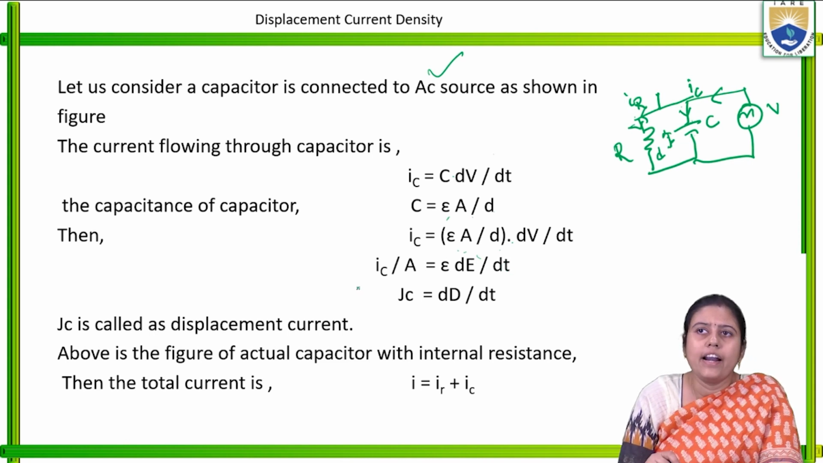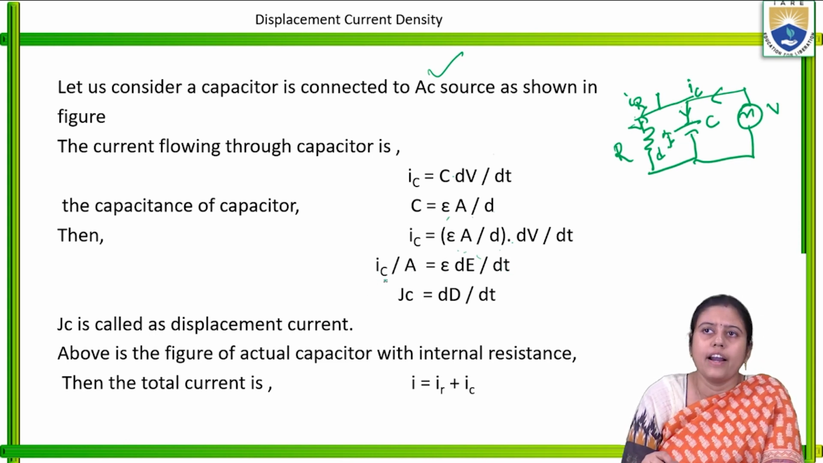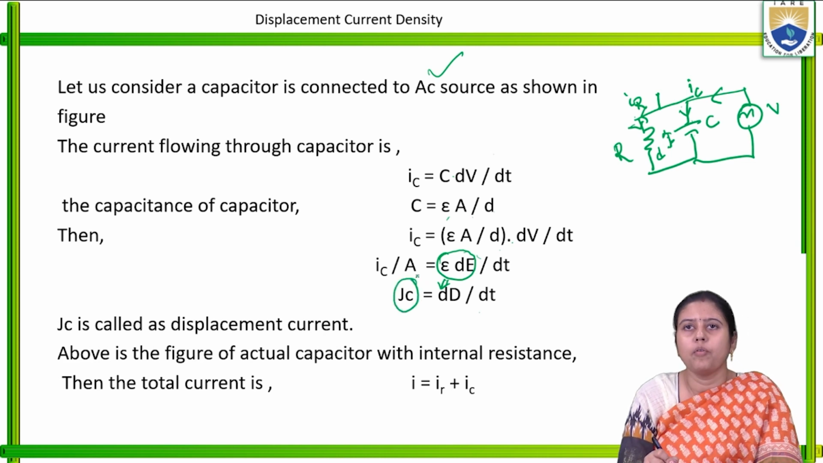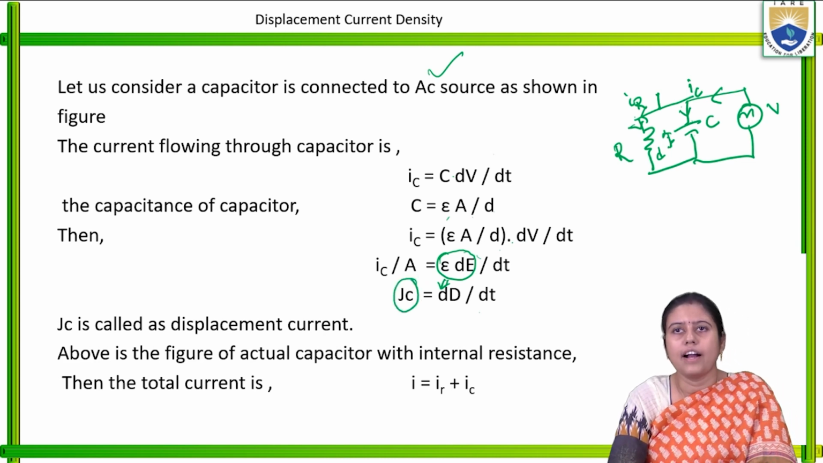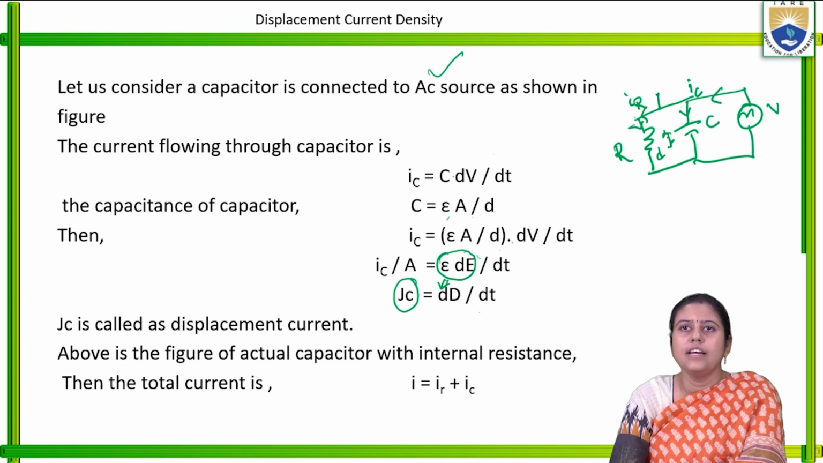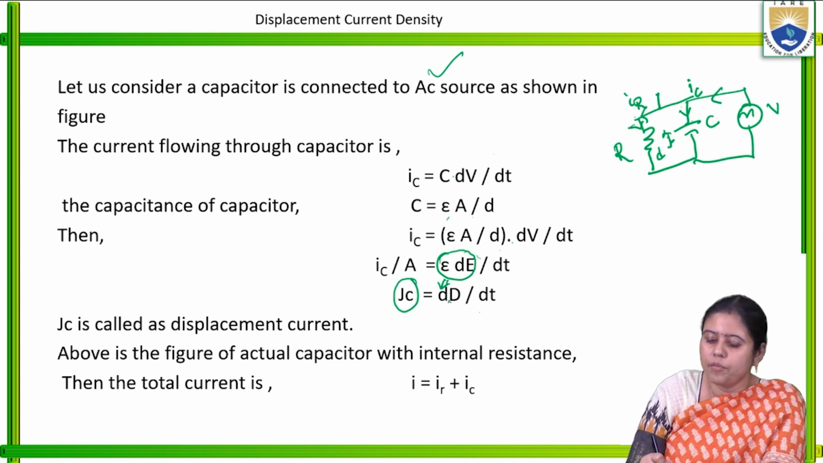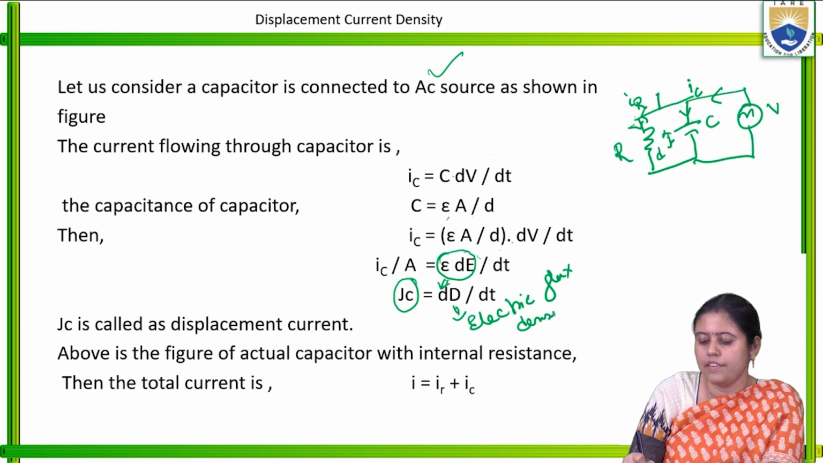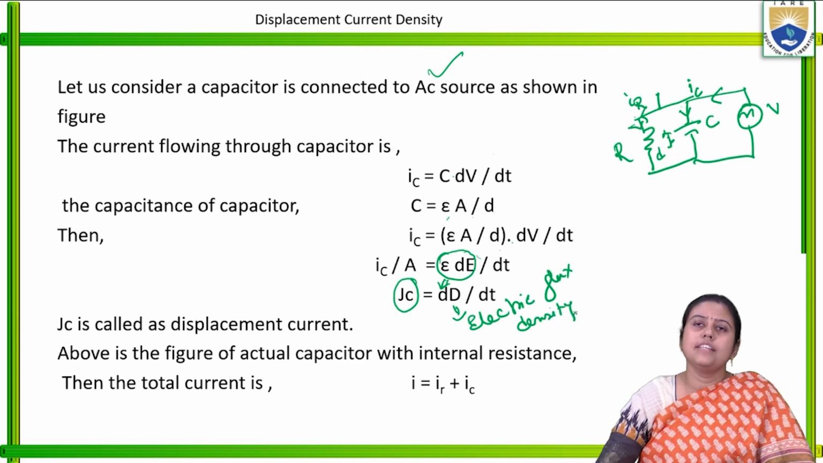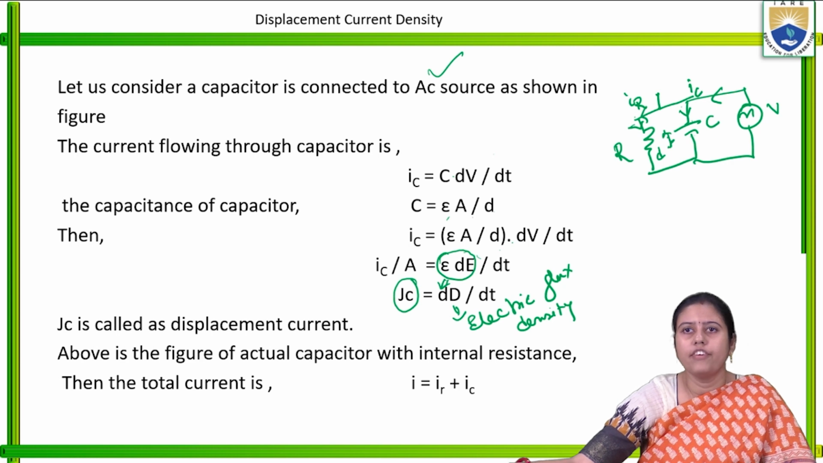So what is the meaning of the current density? Current density means current per unit area. So epsilon dE by dt. Now epsilon dE is equal to dD by dt. So Jc is the current density, and what is it? dD by dt, where D is nothing but the electric flux density.